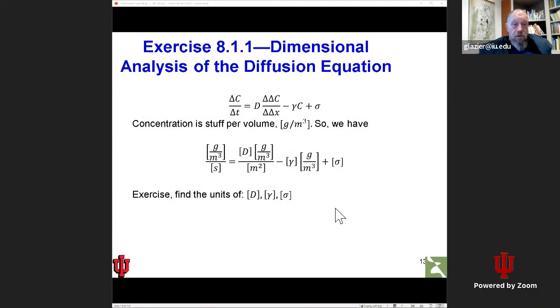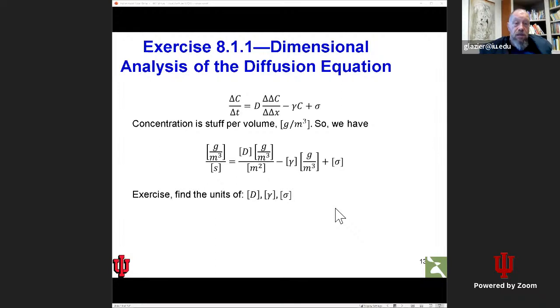Let's think about the diffusion equation now. The derivative of concentration with respect to time is equal to the diffusion constant times the second derivative of concentration with respect to space, minus the decay constant times the concentration. And if I have a source term where chemical is coming into my system, call that sigma. Now the units of concentration are amount per volume. And so let's do this out.